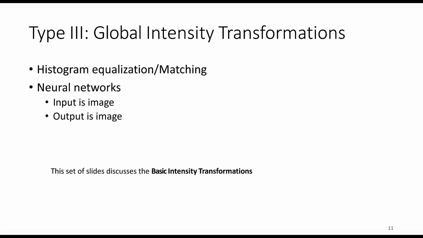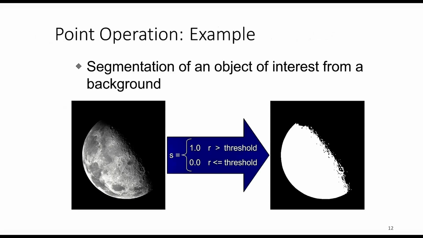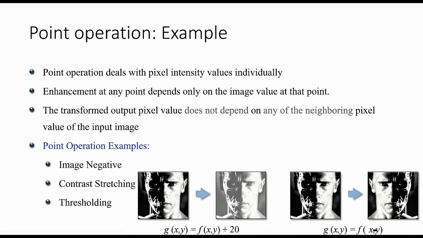So, the basic intensity methods that we already discussed. One of them is the thresholding. You take a value, let's say some threshold, above that 1, below this 0. Another point operation can be, let's say I add 20 to each pixel, which means I'm increasing the intensity, so it becomes brighter. This is dark, this becomes brighter. And if I do x minus y, basically I'm flipping it.